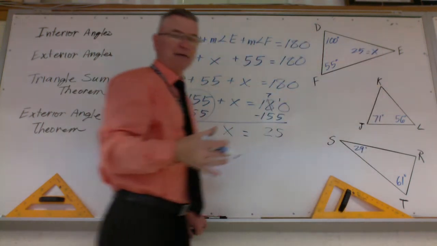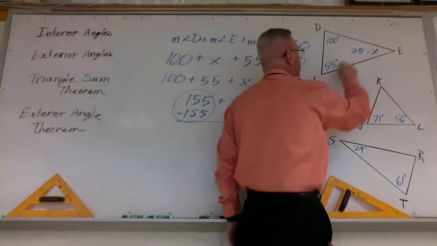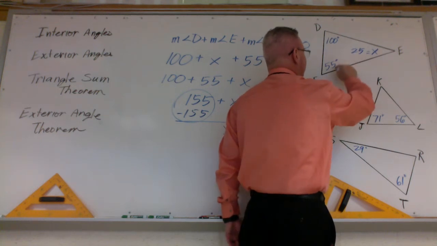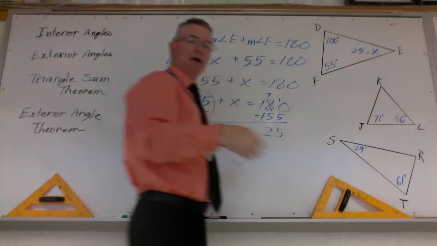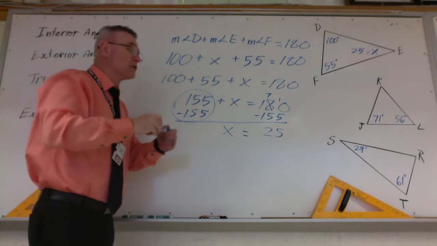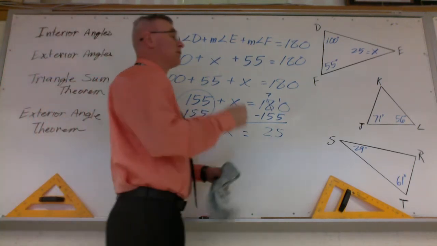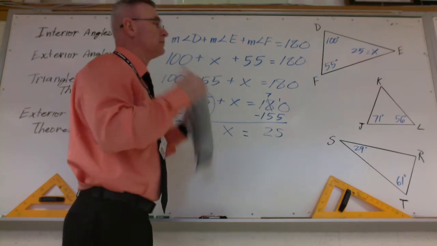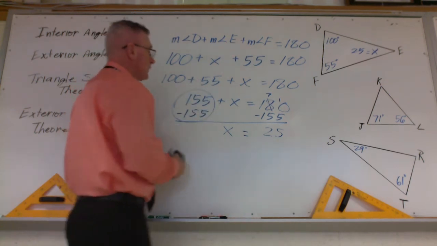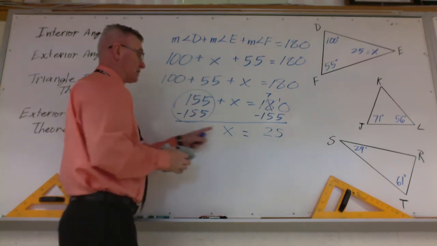Let's check that, all right? What's 25 plus 55? 70, 80 plus 100 is 180, all right? So it's always important to go back and look. What was I looking for? I was looking for an acute angle. I found an acute angle. I'm probably right. Okay?